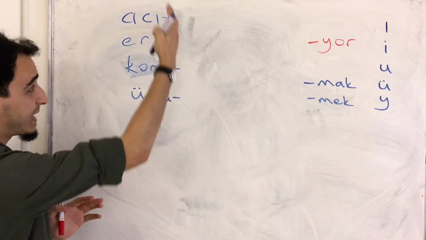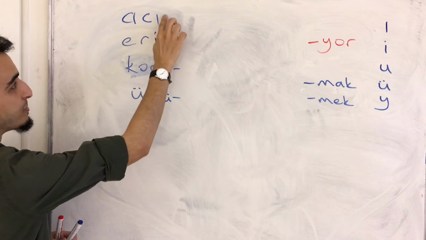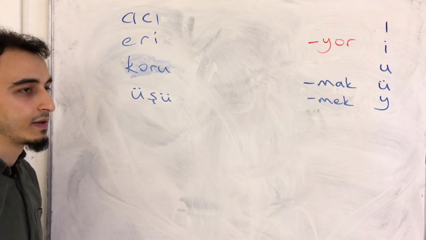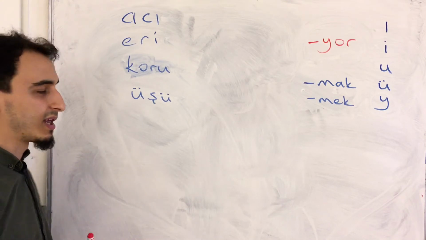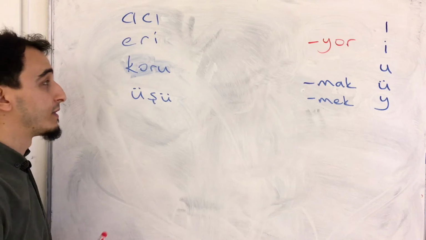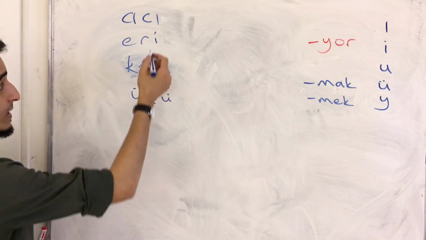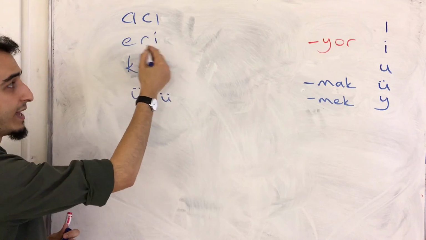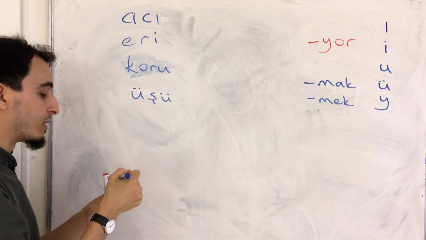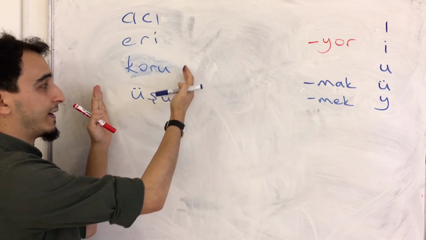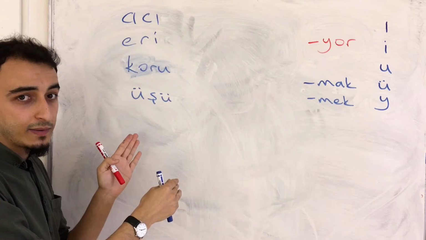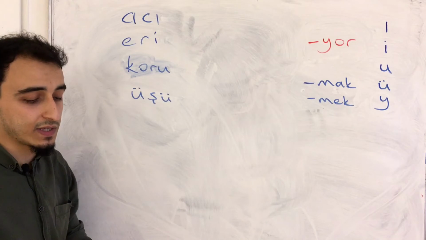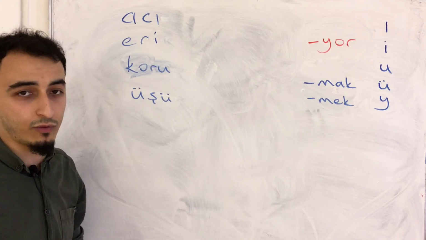Evet. In these examples, like acımak, erimek, korumak, üşümek, I give these examples, but it doesn't mean like it works only with them. That's the thing that I'm going to explain. They all end in vowel. Did you notice? Acımak, erimek, korumak, üşümek. Yeah, they end in vowel. So, as they end in vowel, we directly add yor, because we no more need any helper sound for them.